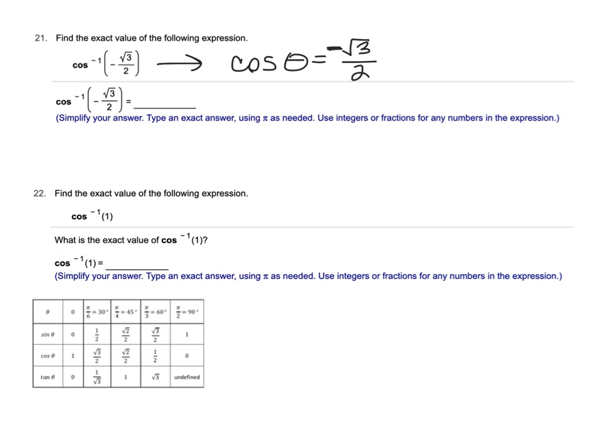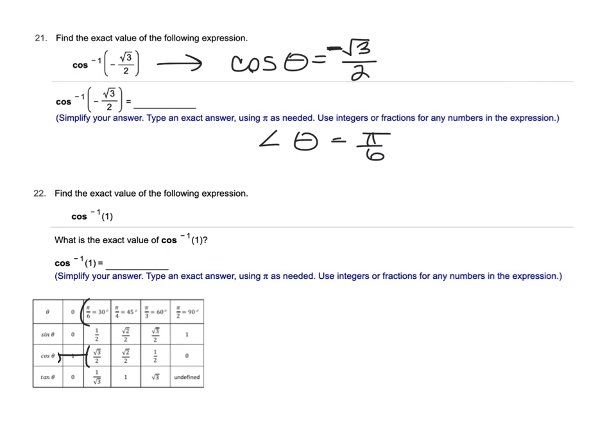So come down to our chart. Where is the cosine square root of 3 over 2? And that happens at pi/6. Okay, you just use your chart. So I'll put it down here. Okay, my reference is pi/6. But that's when it's positive.